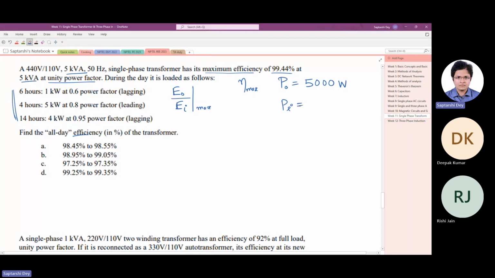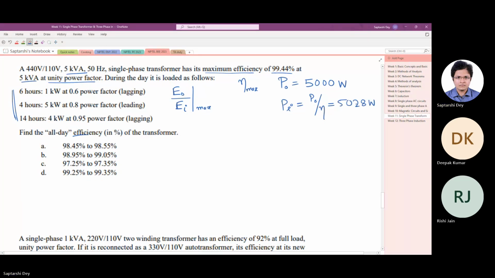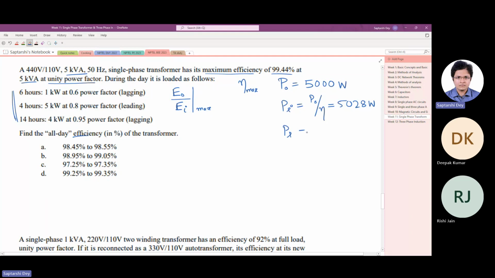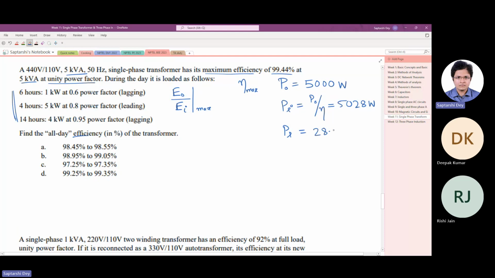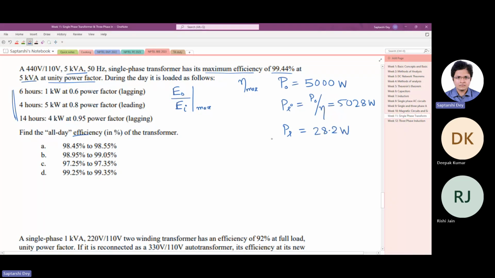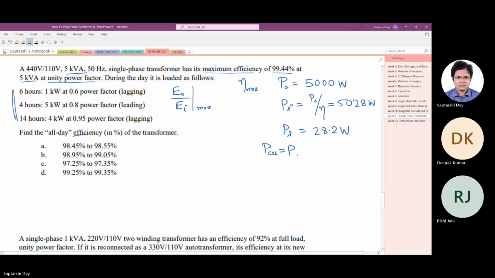Efficiency is given. So from here we can find out input. Input is output by efficiency, which is 5028 watt. Now from here you can find out the loss, input minus output. If you consider the decimals also, you will get something like 28.2 watt. Since this is the maximum efficiency, copper loss equals core loss, they're equal, so this by 2, 14.1 watt.